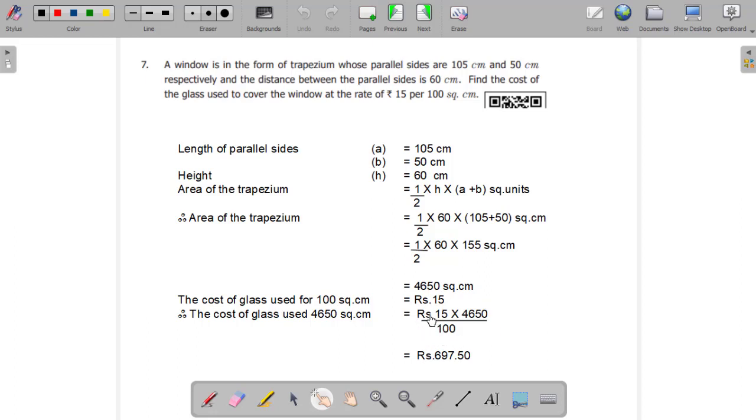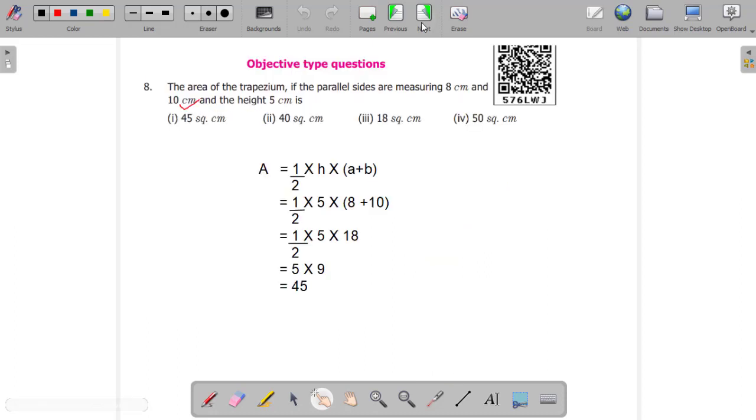For 100 square centimeter the cost is rupees 15. Therefore for 4650 square centimeter, what is the cost? If we simplify this expression, we get the answer. Therefore, rupees 697 and 50 paise.